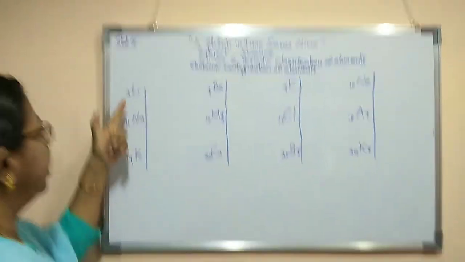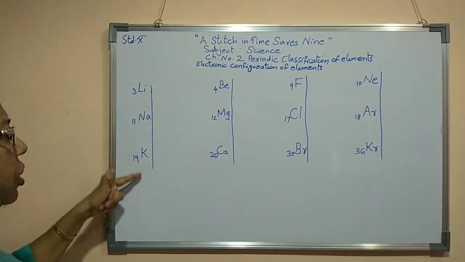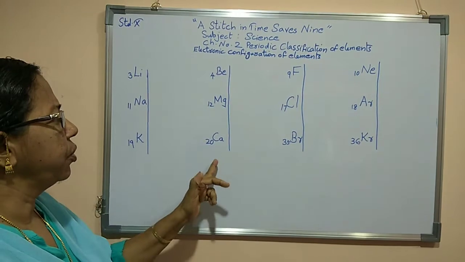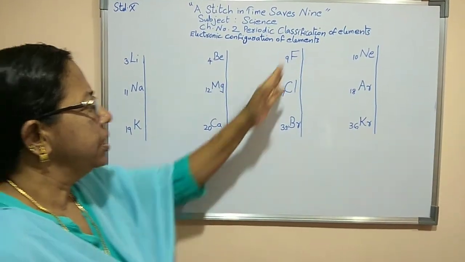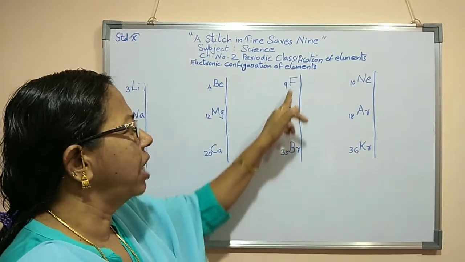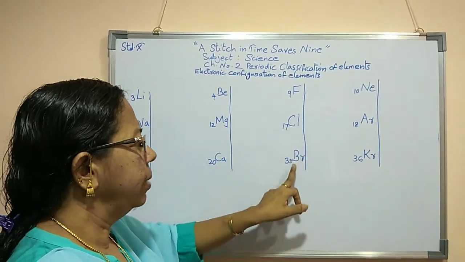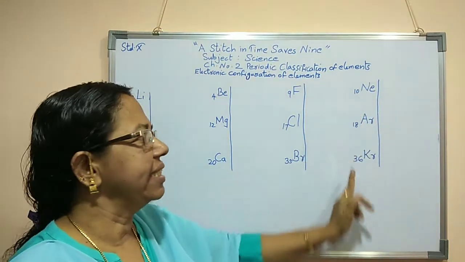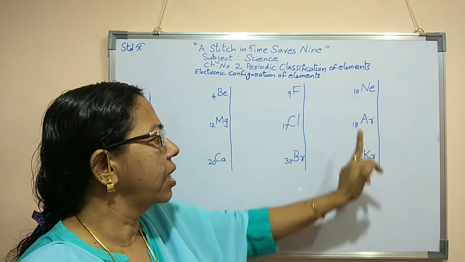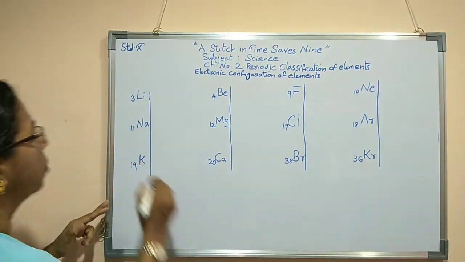Now first here, this is the first group elements: lithium, sodium, potassium. This is the second group elements: beryllium, magnesium, calcium. This is the seventh group or halogens: fluorine, chlorine, bromine. This is the zero group elements or noble gases: neon, argon, krypton. Now let us see their electronic configuration.